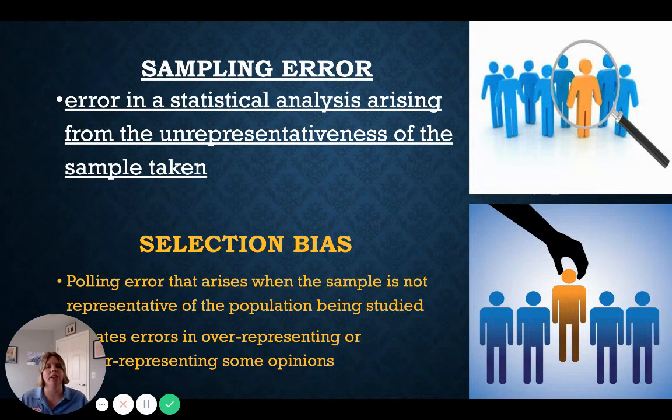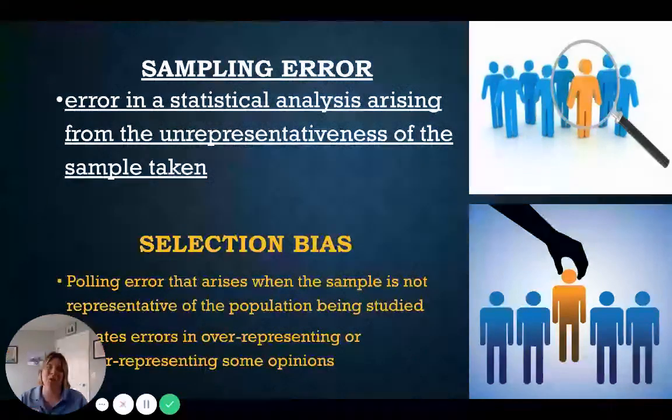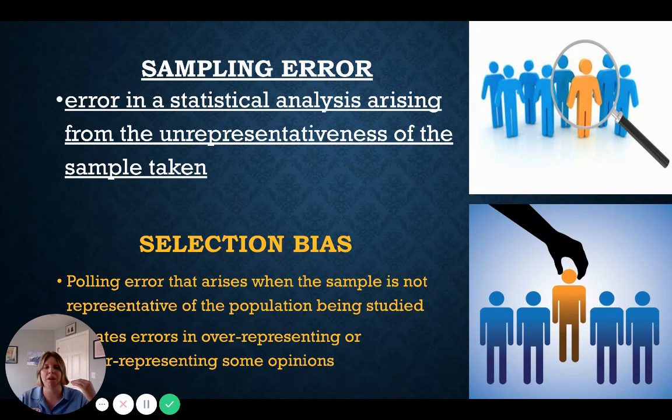So sampling error is just an error in statistical analysis that arises from the unrepresentativeness of the sample taken. Also sometimes known as selection bias, because that can create a sampling error. Basically, it's a polling error that arises when the sample that you create is not representative of your population being studied. So maybe you're overrepresenting some opinions and underrepresenting other opinions, just creating some inaccuracies in your data.